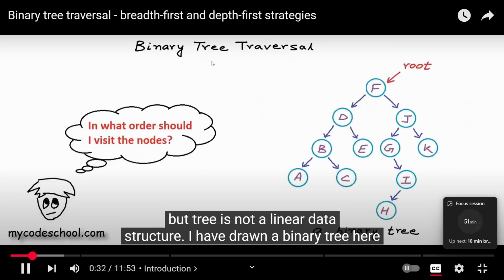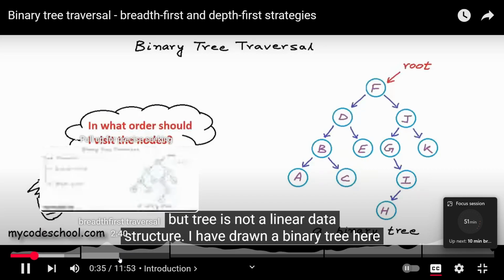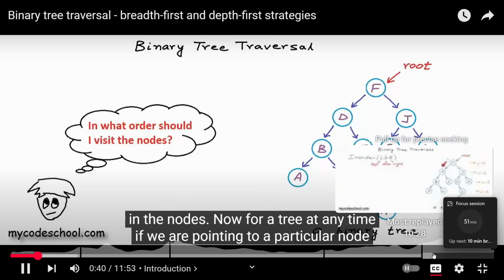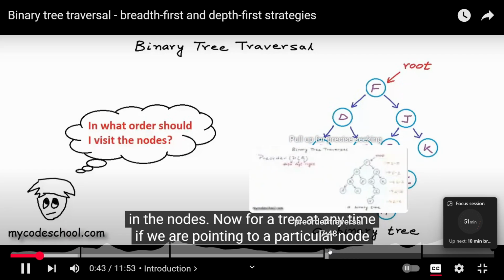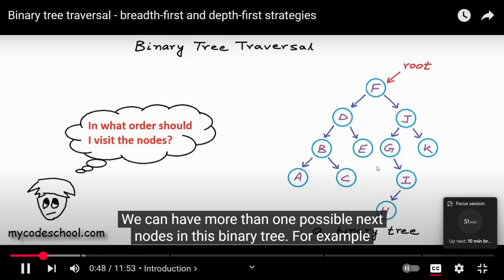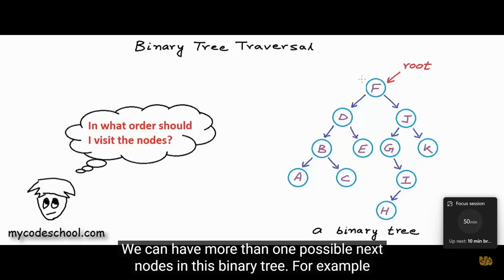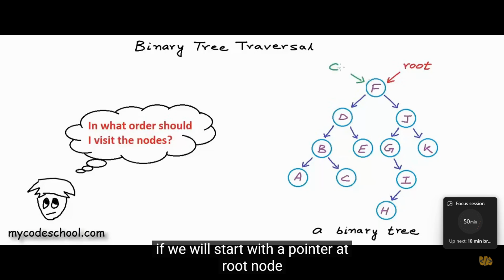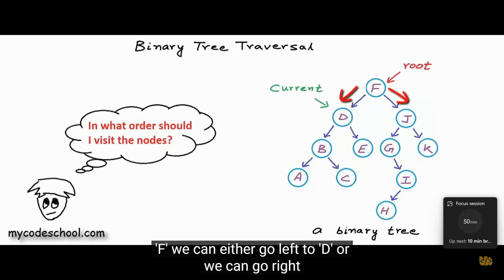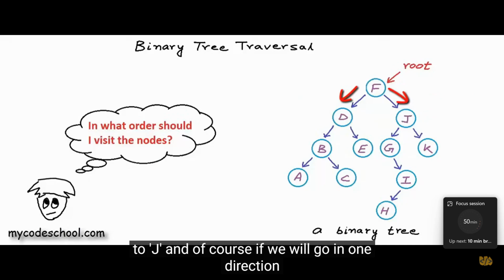But tree is not a linear data structure. I have drawn a binary tree here. Data type is character this time. I filled in these characters in the nodes. Now for a tree, at any time, if we are pointing to a particular node, then we can have more than one possible direction. We can have more than one possible next node. In this binary tree, for example, if we start with a pointer at the root node, then we have two possible directions. From F, we can either go left to D or we can go right to J. And of course, if we go in one direction, then we will somehow have to come back and go into the other direction later.